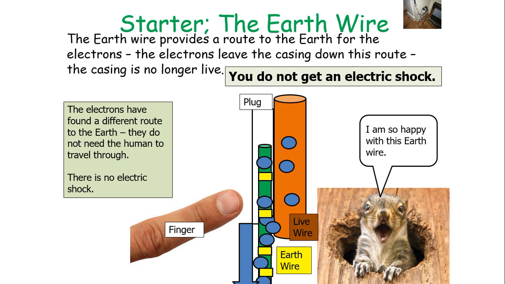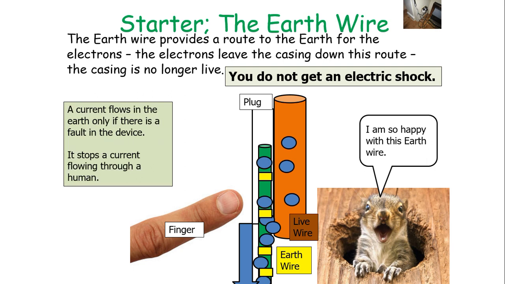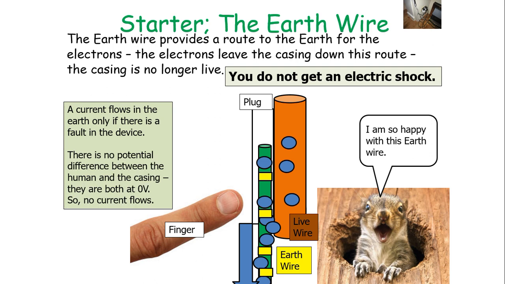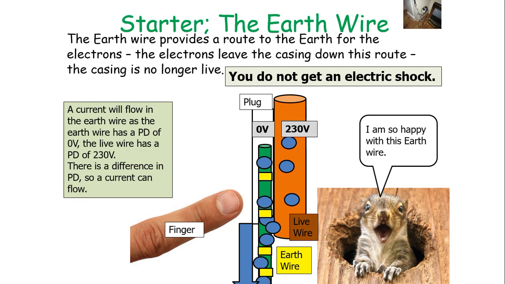Now the other way you can think of it is as follows. You can think of it as a current will flow only if there's a fault on the device, so it stops a current flowing through a human, because if you think about it, the human's potential, as always, is still at 0 volts. The plug's potential is also at 0 volts because all that charge, all that potential has gone down the earth wire to the earth, so there's no potential difference, so no current will flow. The casing is no longer live.